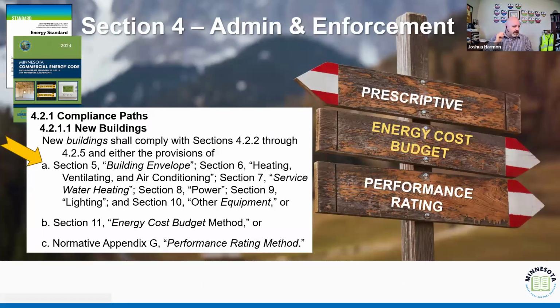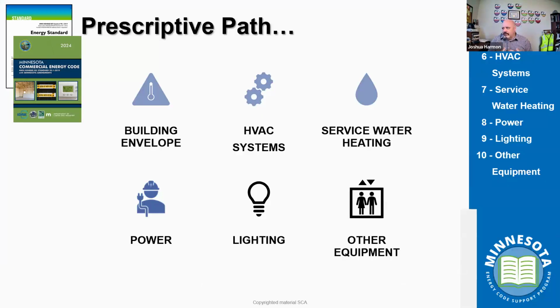And so when we think about the compliance paths, again, we're going back into that new building context. We're looking at it in those 3 different paths of prescriptive, energy cost, and performance. We're going to break them down by their different building components, and we're really going to focus, I think, more so on the prescriptive path right now, because again, that's going to be the more regularly seen, and it's a good starting point.